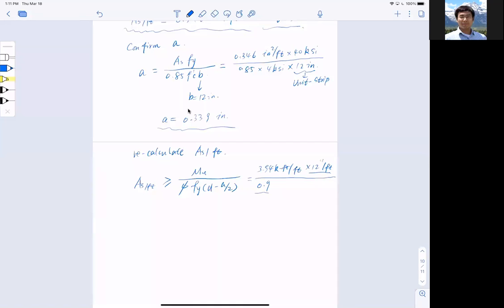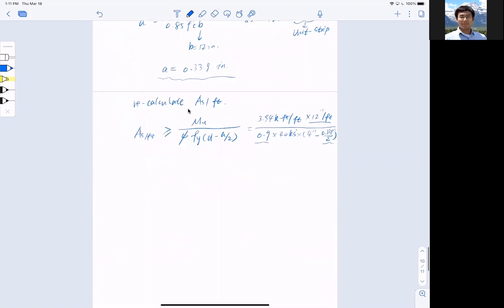0.9 here, and this is 40 ksi, okay? And this is 4 inch minus 0.339 inch divided by 2. All right, divided by 2. Don't forget that 2 right there. So now As per foot has to be greater than or equal to 0.343 inch squared per foot.